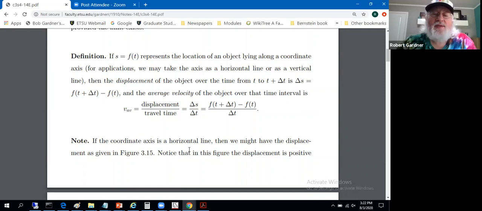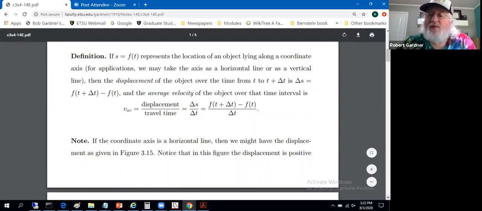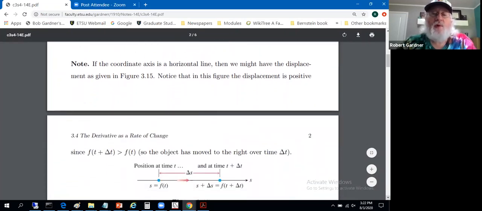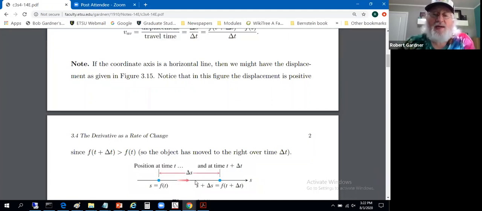If the coordinate axis is a horizontal line, we might have the displacement as given in the figure below. Okay, and what we have here then is an object moving, looks like a little arrow they put here. They indicate that the object is moving to the right, so it's moving in the positive direction.